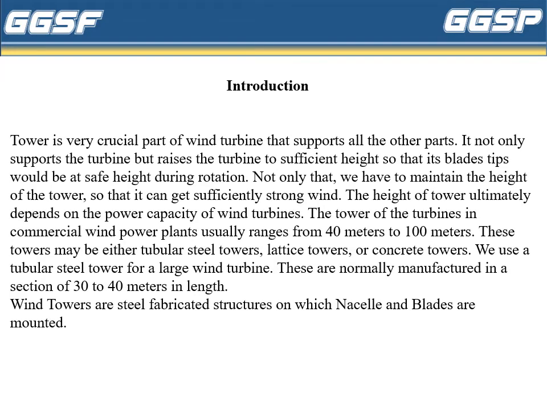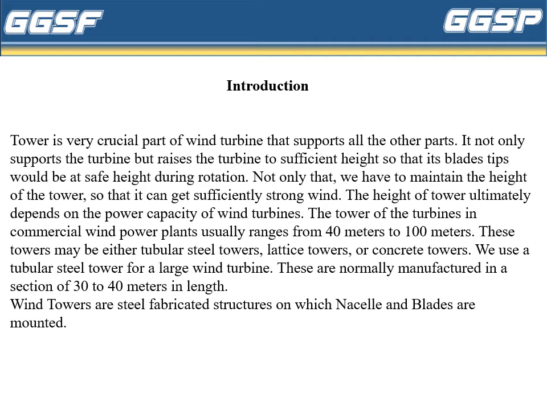Introduction. Tower is a very crucial part of the wind turbine which supports all the other parts. It not only supports the turbine but raises the turbine to a sufficient height so that its blade tips would be at a safe height during rotation. Not only that, we have to maintain the height of the tower so that it gets sufficiently strong wind. The height of the tower ultimately depends on the power capacity of the wind turbines. The towers of the turbines in commercial wind power plants usually range from 40 to 100 meters.